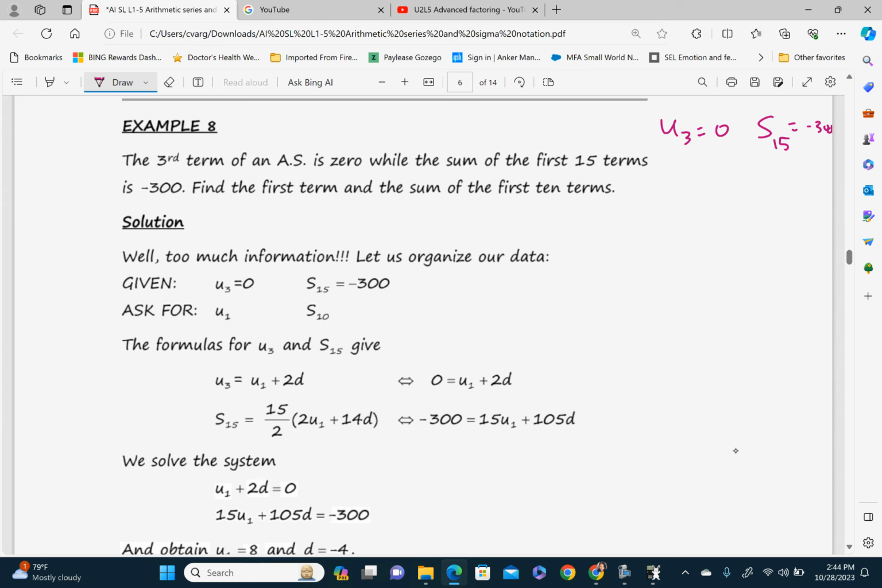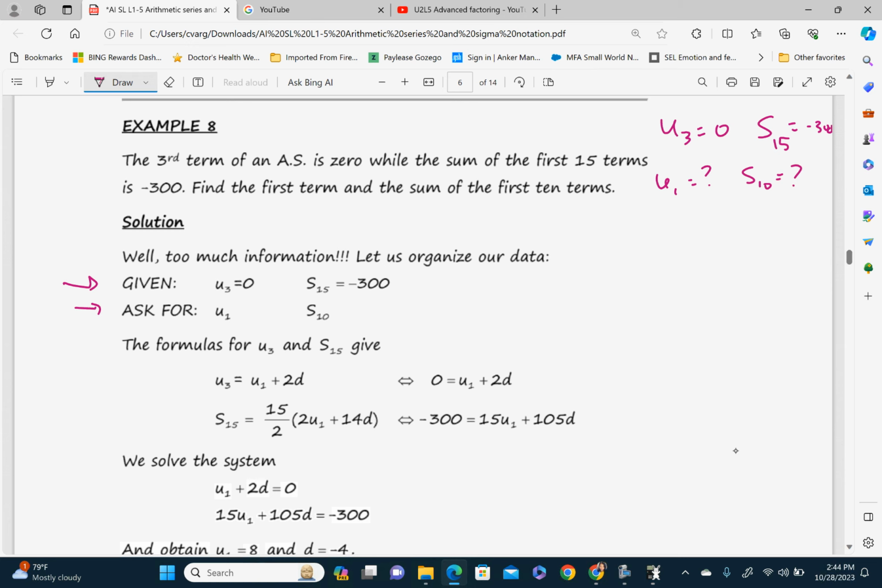So we're just going to write down what they just gave us. Find the first term, so we're looking for U1, and the sum of the first 10 terms. Okay, so they definitely gave us a lot of information. So I just went ahead and organized it, right? What's our given? What's our asked for? So we know we have a couple of different formulas here, right?